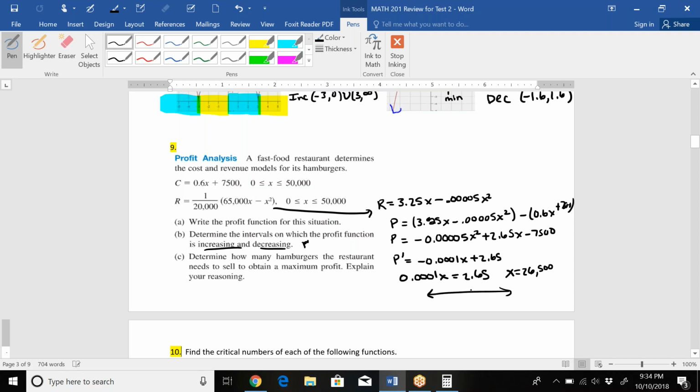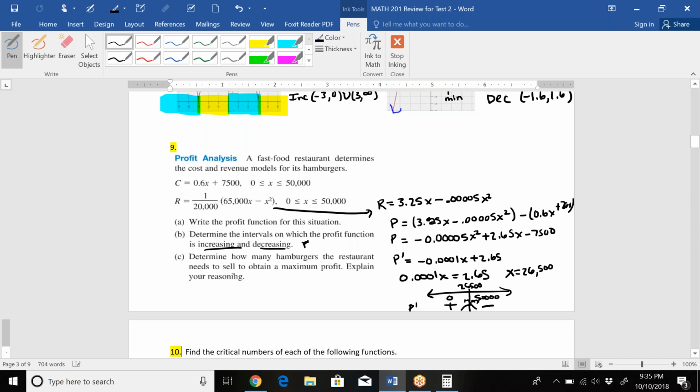And then we would test to see if it's increasing or decreasing on each side. Now, if you want to make your life easy, just pick 0 on the left and 50,000 on the right, because those are our starting and ending values. So if we plug those into P prime, that'll tell us if it's increasing or decreasing. If you plug in 0, you get a positive 2.65. If you plug in 50,000 and multiply it by this decimal, it ends up being bigger than 2.65 and negative. So it ends up being negative, which means this is a max because it goes from increasing to decreasing.